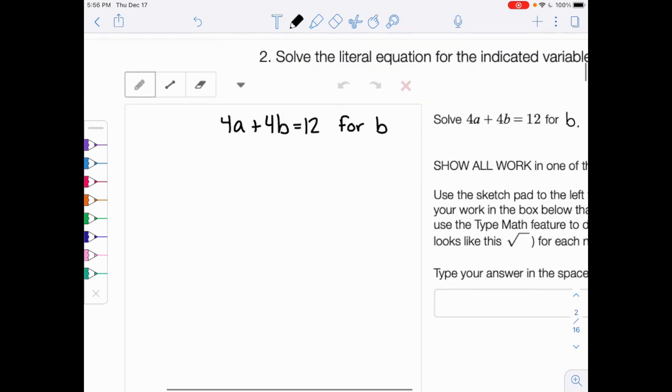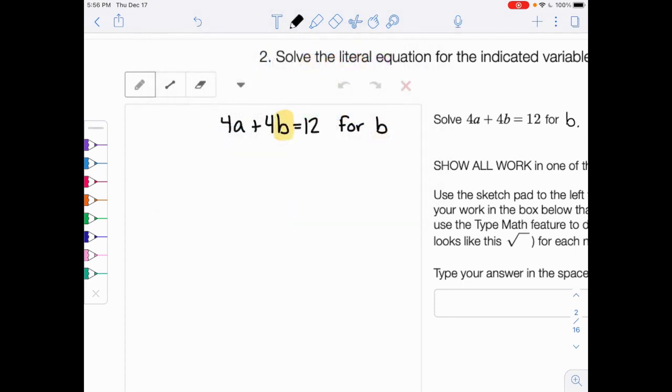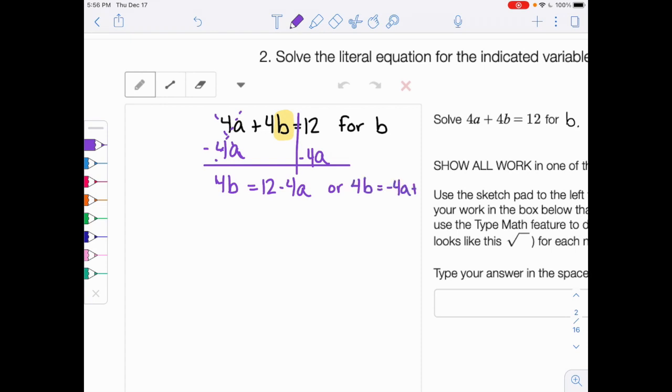So here I want to get b by itself. So I'm going to, again, move this a term to the other side of my equal sign by subtracting it because it's positive. The opposite of positive is negative. So this goes to 0, and I'm left with 4b equals 12 minus 4a, or again, you can write it in the other order, negative 4a plus 12.